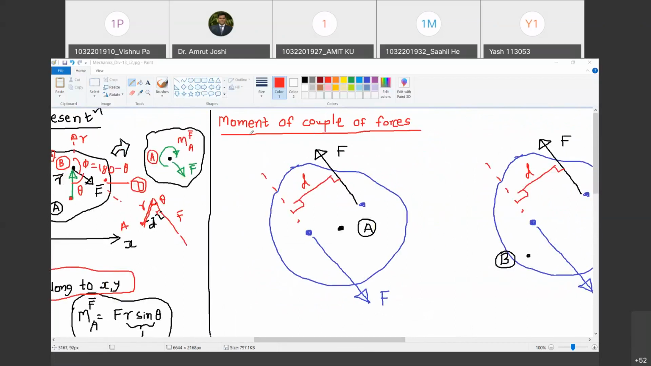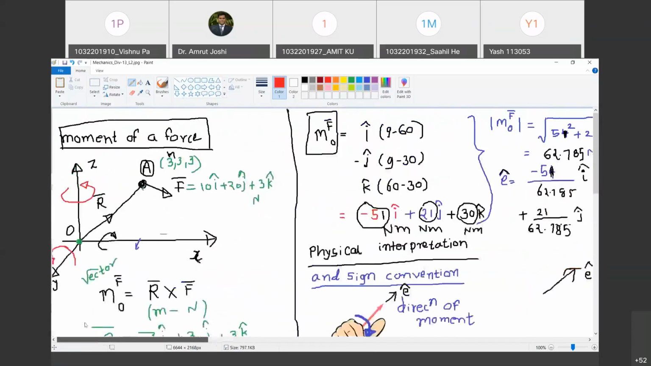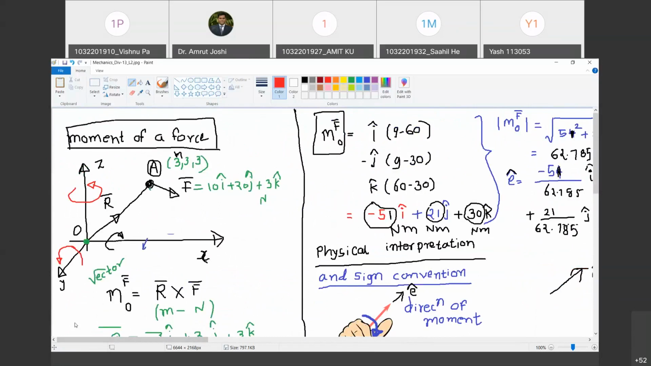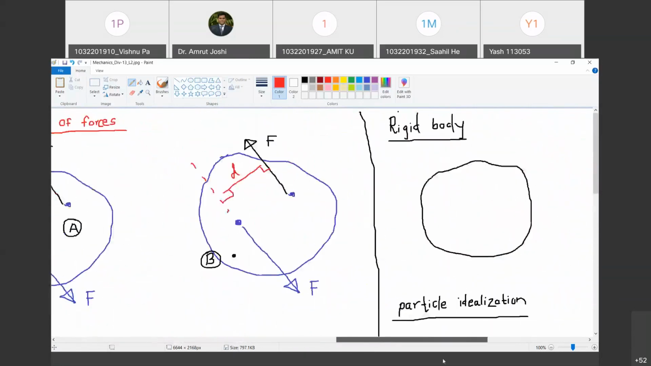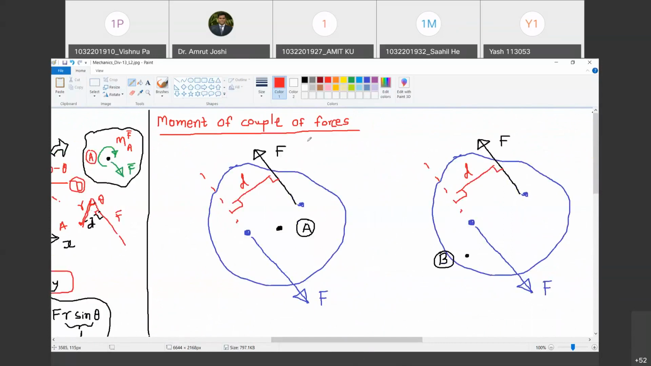Now I am going to talk about moment of couple of forces. अभी तक हमने क्या देखा बोलो? Moment of a force, single force का moment. Now we are talking about moment of couple of forces. Have you understood the difference? Couple of forces मतलब दो forces. But कैसे भी दो forces चलेंगे क्या नहीं? There are certain characteristics that these forces must satisfy. कौन-कौन से characteristics हैं? So they should be equal and in opposite direction. So let us list down the quantities that I want these two forces to satisfy.